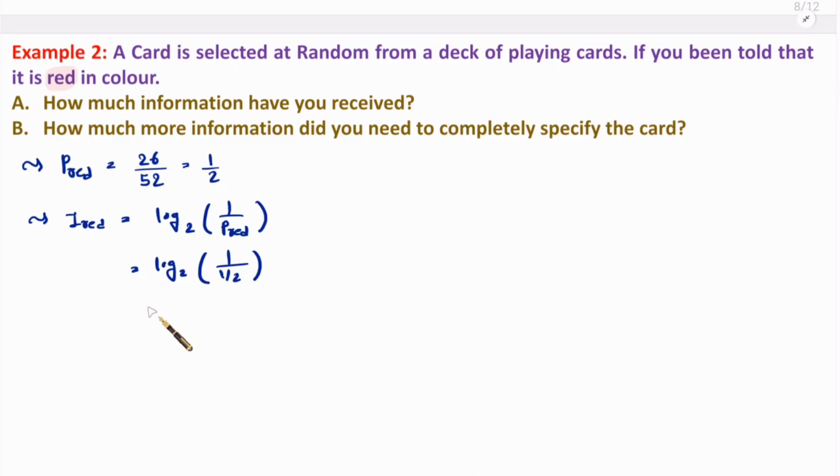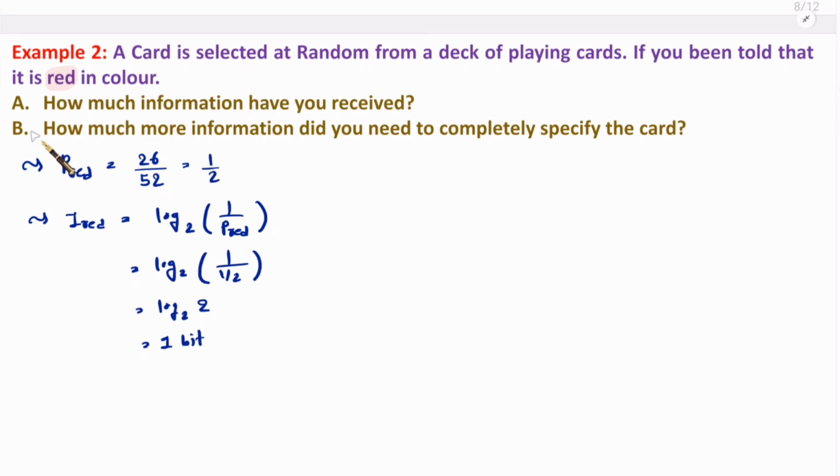So this 2 will go in numerator. So we will be having log of base 2 2. So log of 2 divided by log of 2, that is 1 bit. Right. So if you have red card, then for which there will be 1 bit information as per probability half.